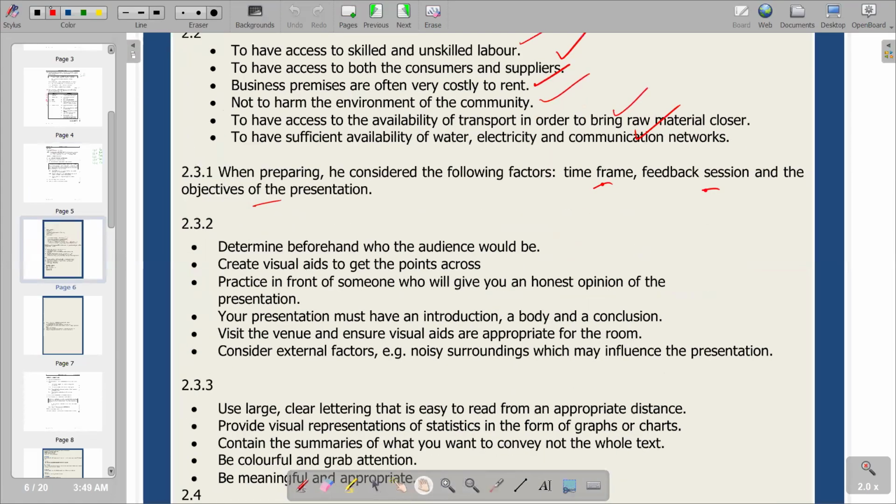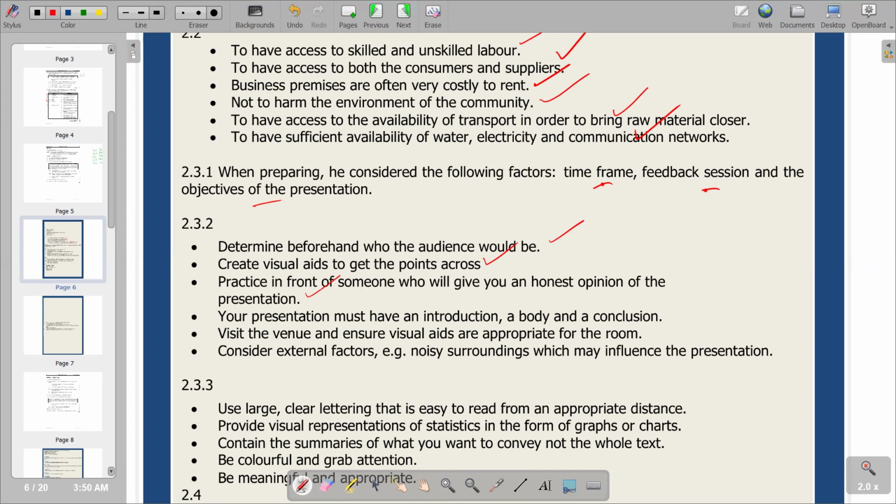So the first one we have: determine beforehand who the audience will be. Very important. Who are the people that we are going to interact with can be very important. It can also make you prepare accordingly to the type of audience that you'll be talking to. So you've got to create visual aids to get the points across, making sure that the combination of information that we are going to give to the audience is going to be understood. Practice in front of someone who will give you an honest opinion of the presentation.